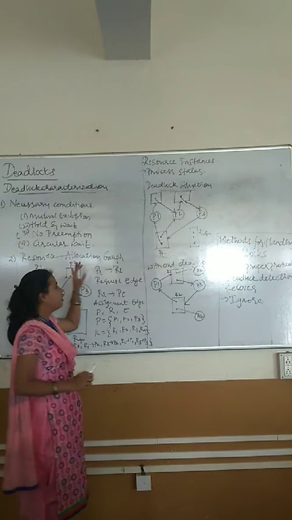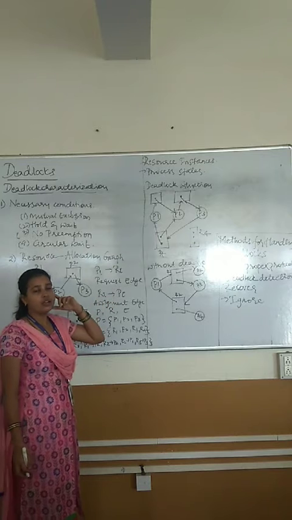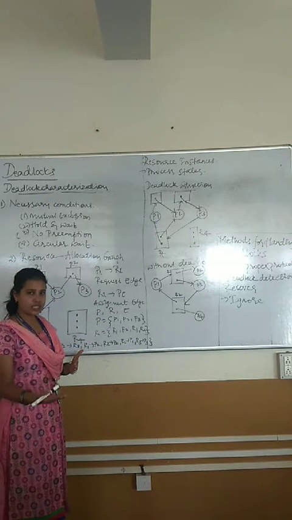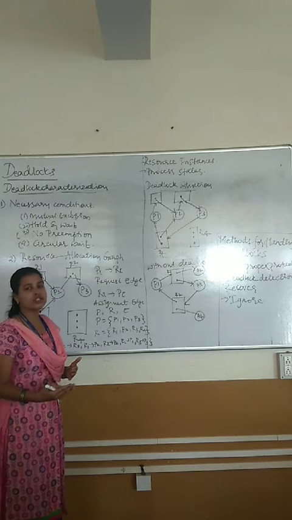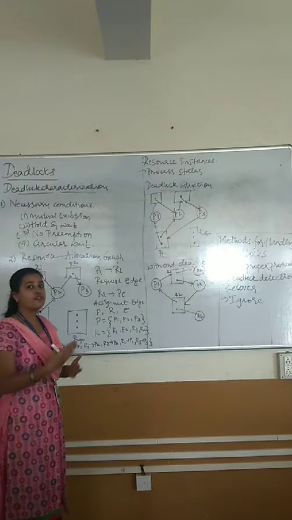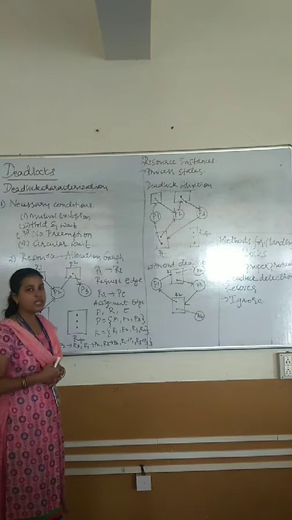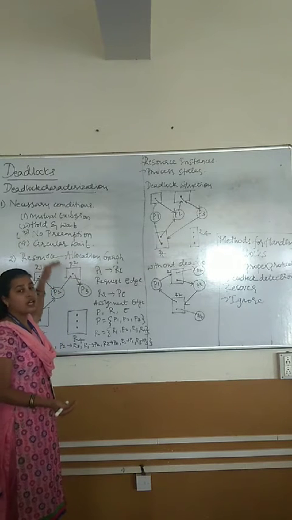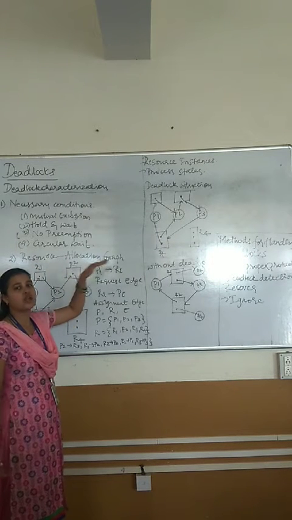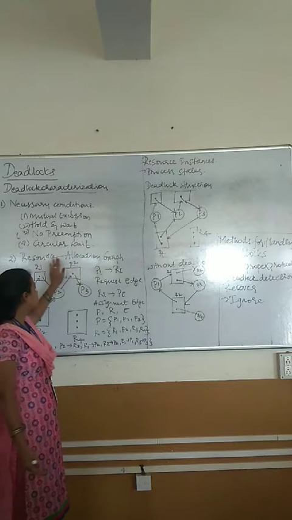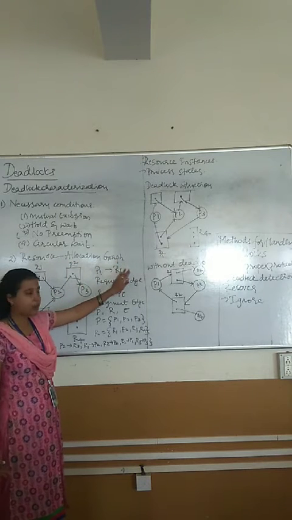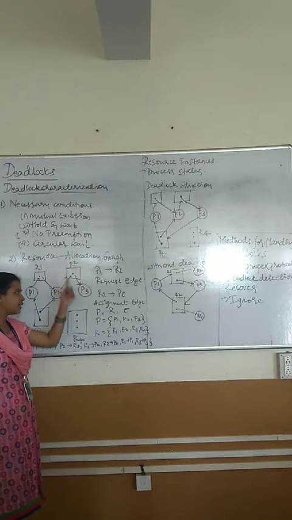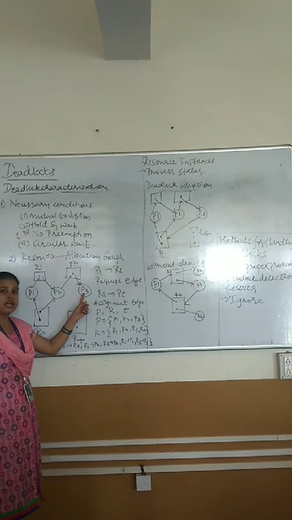Next we will see a graph which tells you how to represent the resources, instances of resources, processes, and which processes are acquiring the resources. This graph is called the system resource allocation graph. In this graph, processes are represented by circles. Inside the circles we write the process numbers.